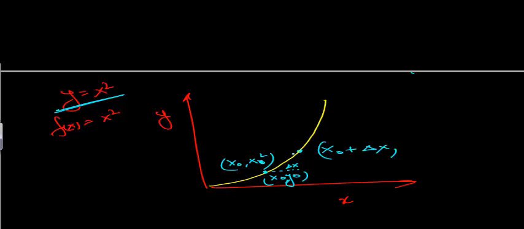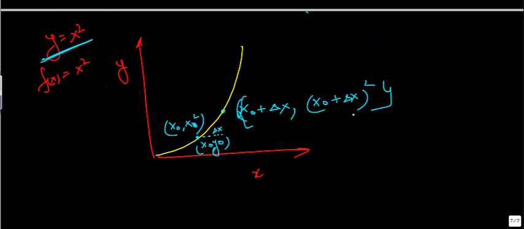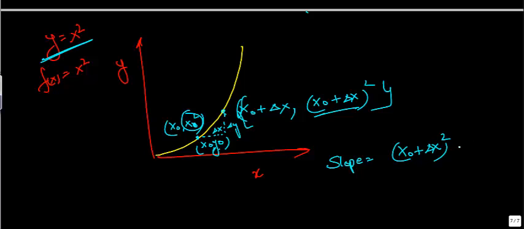And what will be the y coordinate? Well, we have been given the curve, right? So we know the y coordinate will be x0 plus delta x the whole square, and this will be our coordinates. Correct? So let's go about our method of finding slope. So the slope is going to be delta y by delta x. Delta y is this minus this, which is x0 plus delta x the whole square minus x0 the whole square, divided by delta x, which is x0 plus delta x minus your x0.